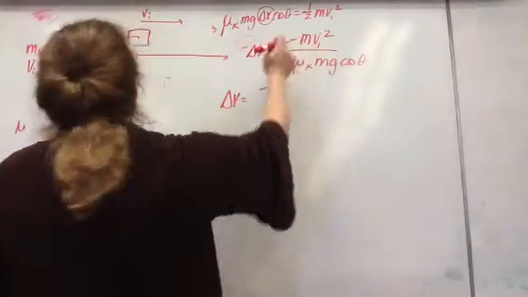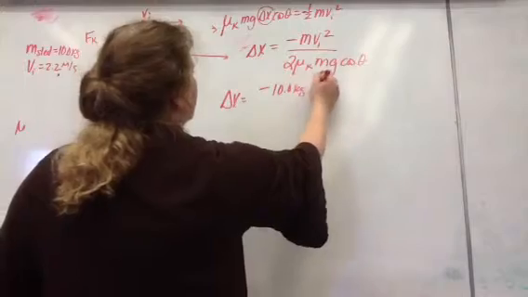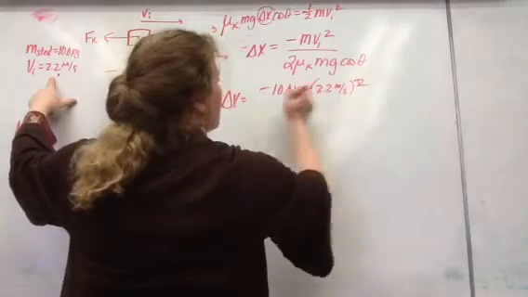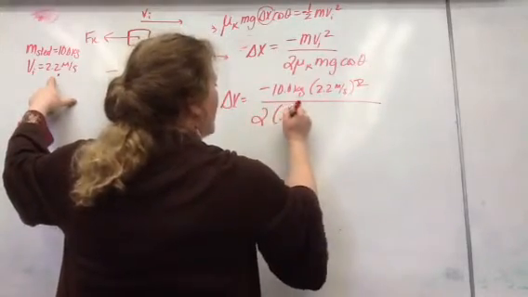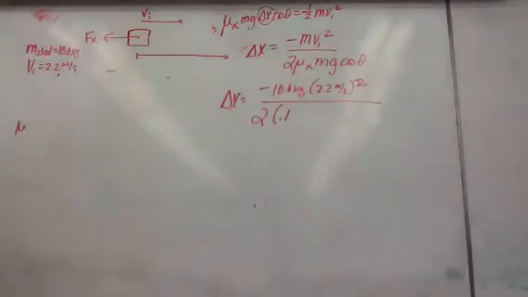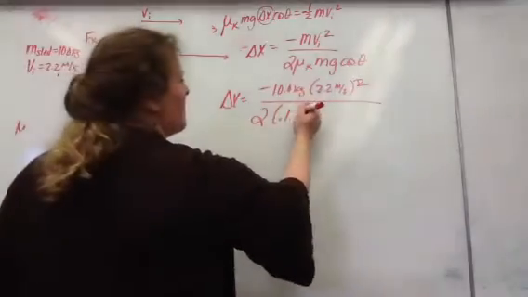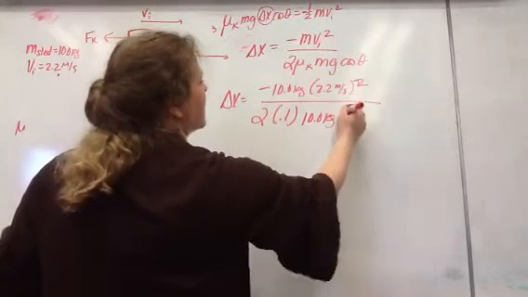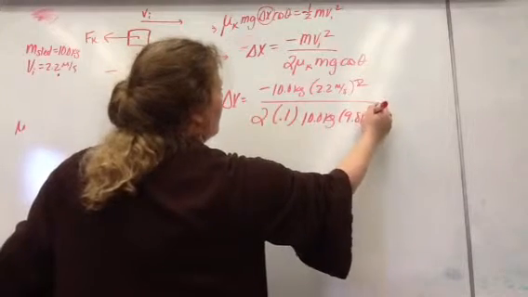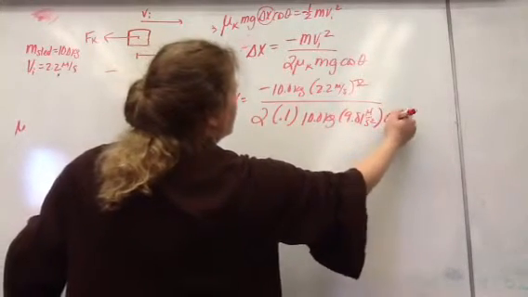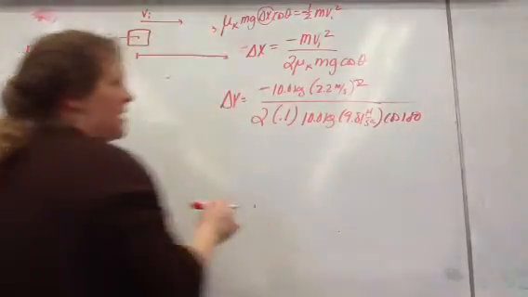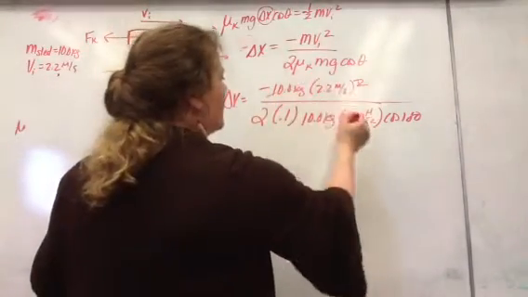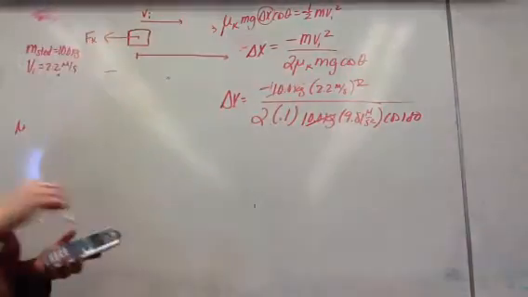So, the negative of mass, which was 10.0 kg, velocity squared, 2.2 meters per second squared, all over 2 times 0.1. What are the units for mu k? There are none. Good. Times mass, 10.0 kg, times gravity, 9.81 meters per second squared, times cosine of 180. And we could get rid of that 10 kg. That would be perfectly legal, and just leave that as a negative 1.